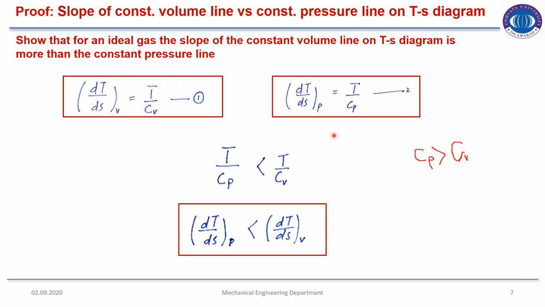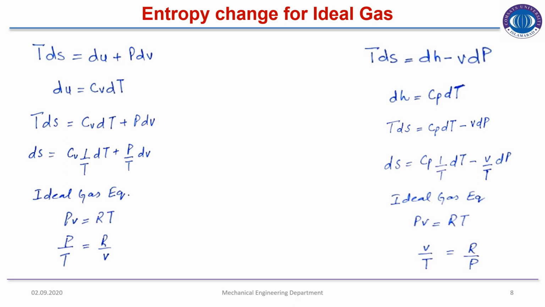Therefore the slope of constant pressure process is less than the slope of constant volume process on the TS diagram. That is the mathematical proof that shows that for ideal gas the slope of constant volume line on the TS diagram is greater than the constant pressure line. So this is a mathematical relation for entropy change for ideal gas. So these are two different lines.